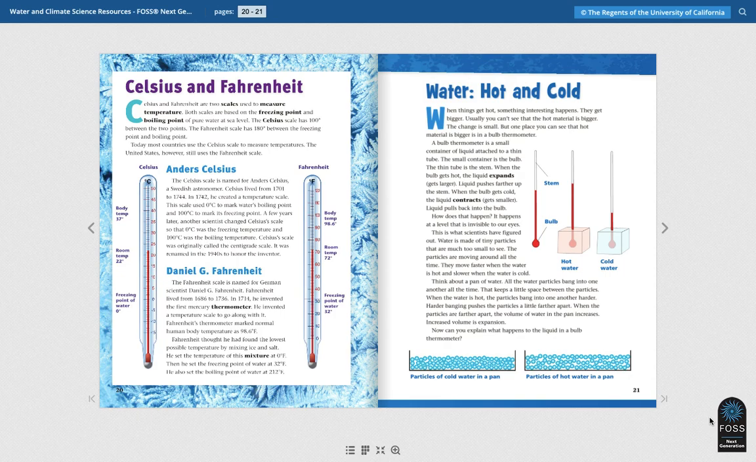When the bulb gets hot, the liquid expands, or gets larger. Liquid pushes farther up the stem. When the bulb gets cold, the liquid contracts, or gets smaller. Liquid pulls back into the bulb. How does that happen? It happens at a level that is invisible to our eyes. This is what scientists have figured out.